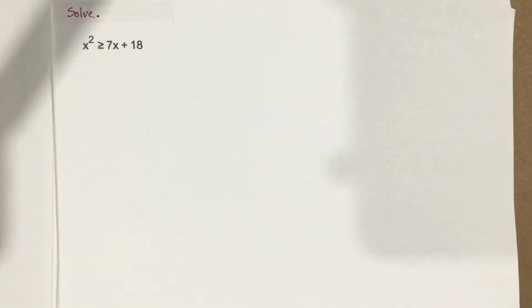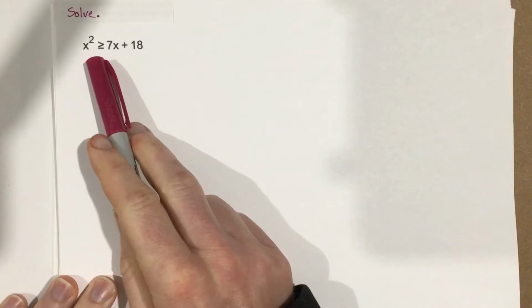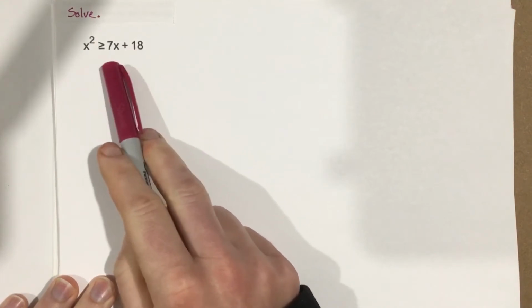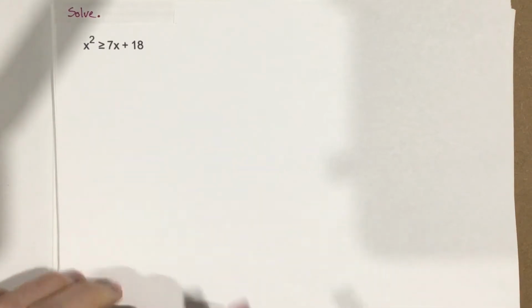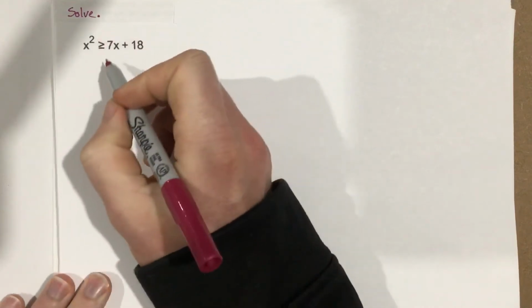This is problem number 2 for assessment number 10. And this problem says, solve the following quadratic inequality. We have x squared greater than or equal to 7x plus 18. So if we want to solve this quadratic inequality, we're going to set it equal to 0.